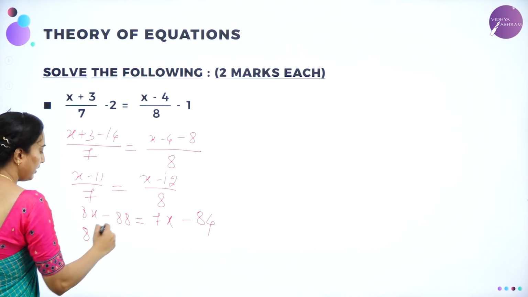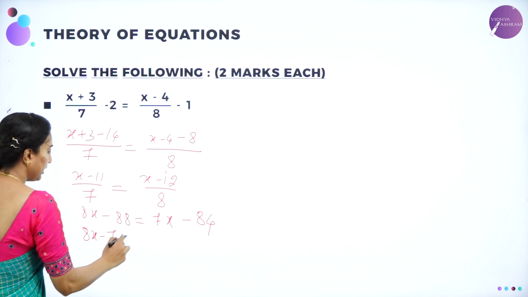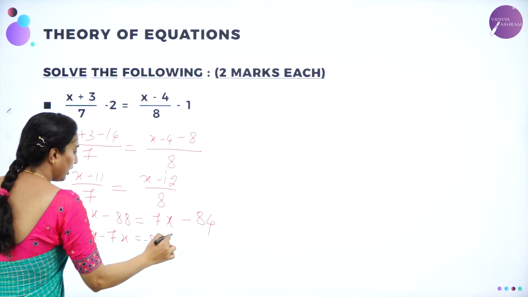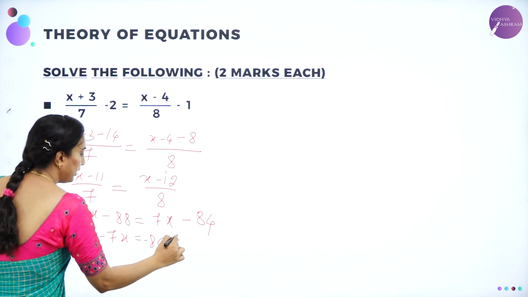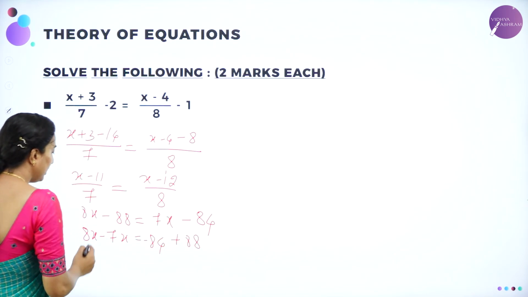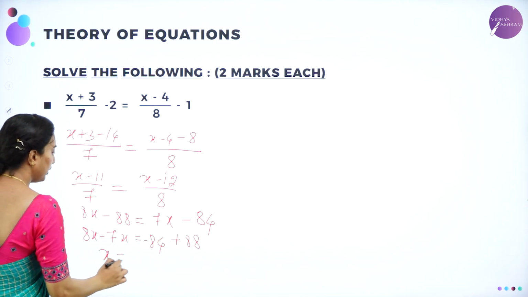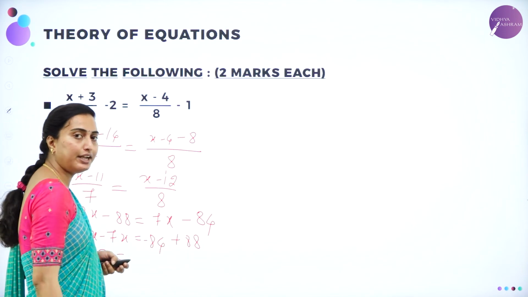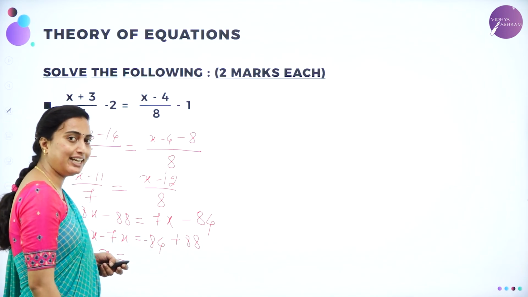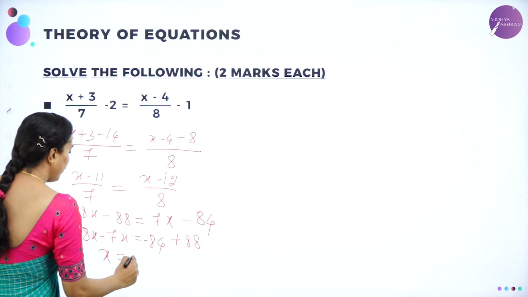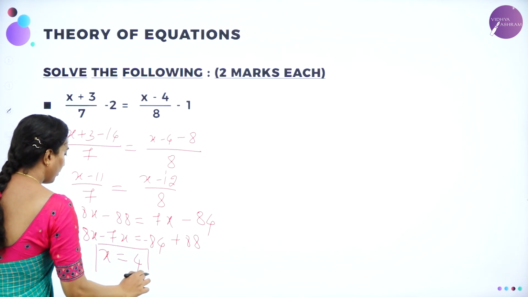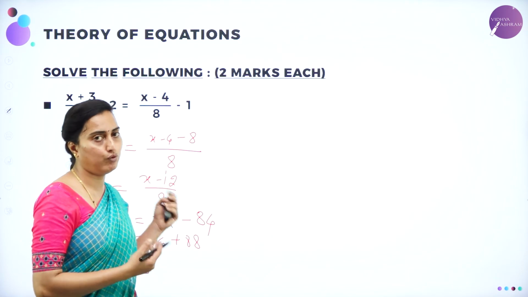8x plus 7x, bringing to this side, which is minus 7x. Minus 84 you are having. Minus 88, if you bring to this side, it will be plus 88. Now 8x minus 7x is x, which will be equal to minus 84 plus 88. If you subtract 88 minus 84, which will be 4. So therefore x value will be equal to 4.